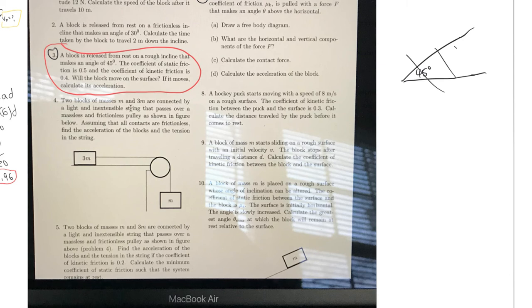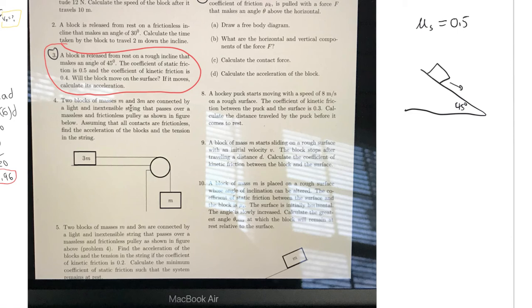I'm going to do it the other way. I'm going to do it like this. We're gonna live on the edge a little bit. I want this block going down in that direction. Okay. Coefficient of static friction is 0.5. So the mu for static is 0.5. All right. What else do we know? Will the block move on the surface?